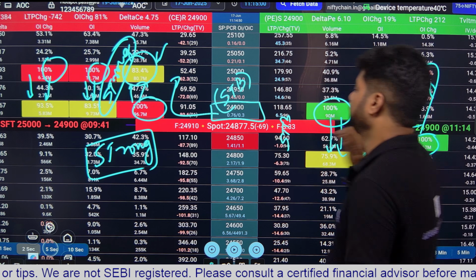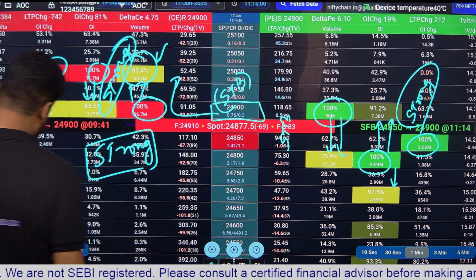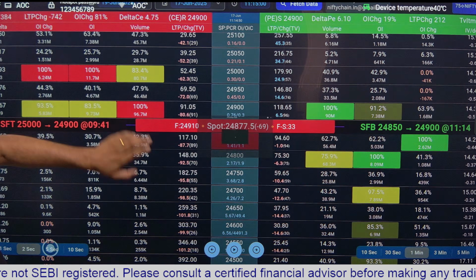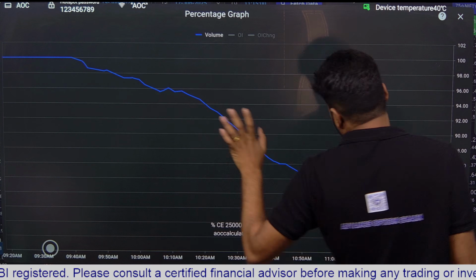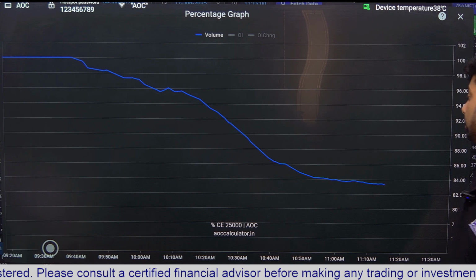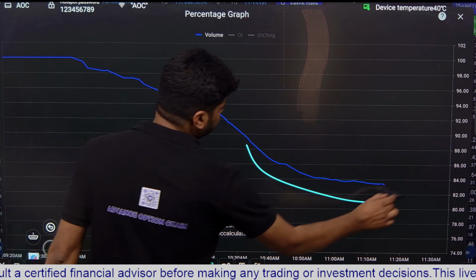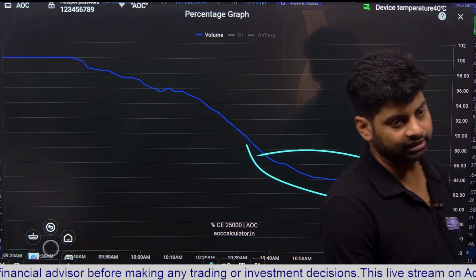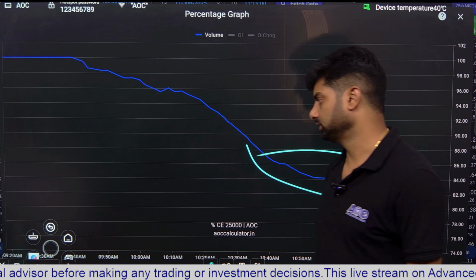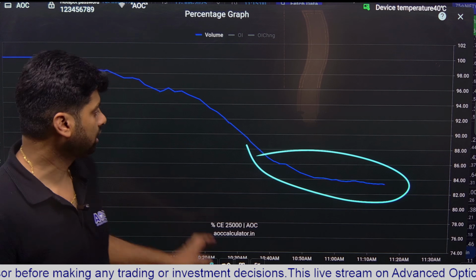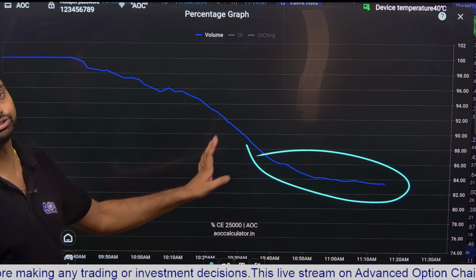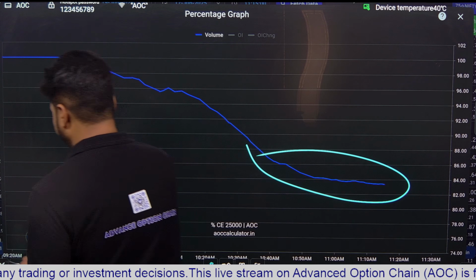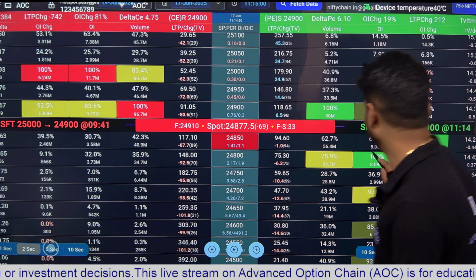Now, most important, we need to check the percentage graph to find out what will happen next. Here we are looking at the percentage graph of volume, which is decreasing. Volume is decreasing. This means volume is not going to shift to the higher strike price. Now we do not need to check any other OI or OI change graph, because if volume itself is strong, our resistance is strong. Now, for the support, let's check.